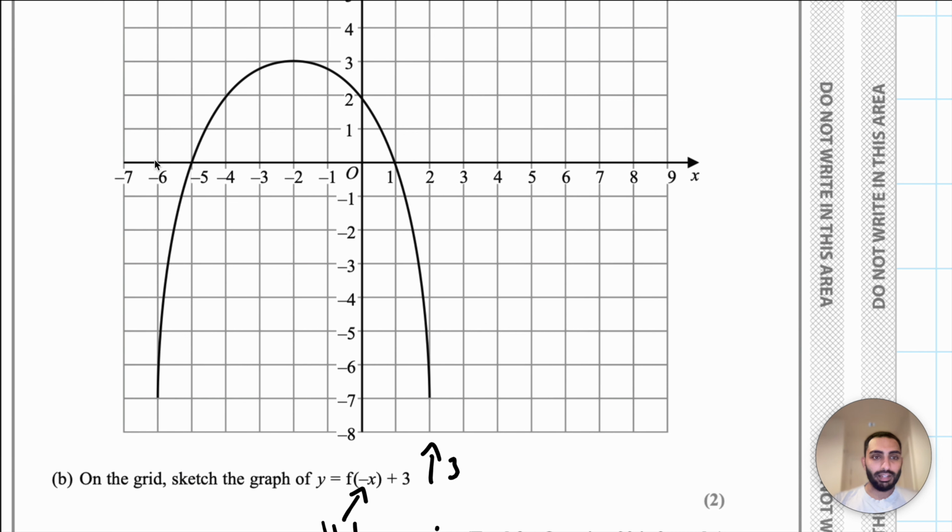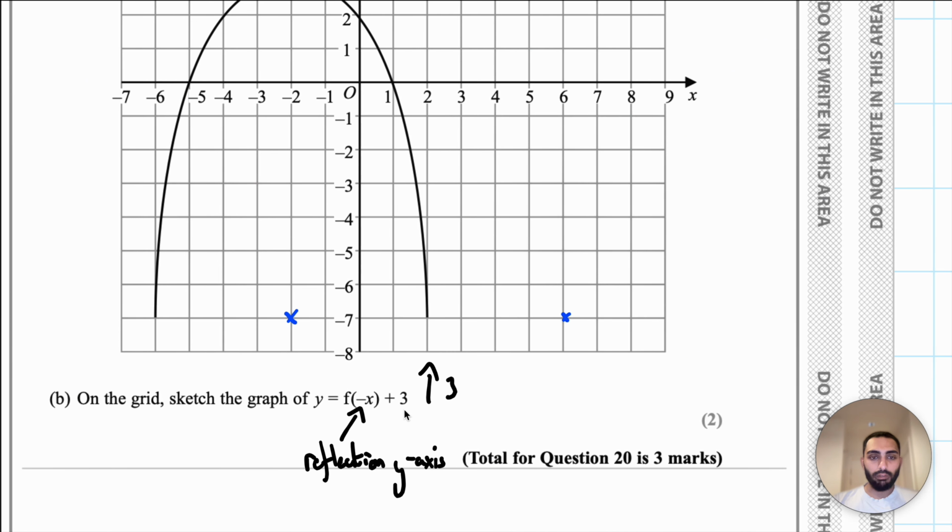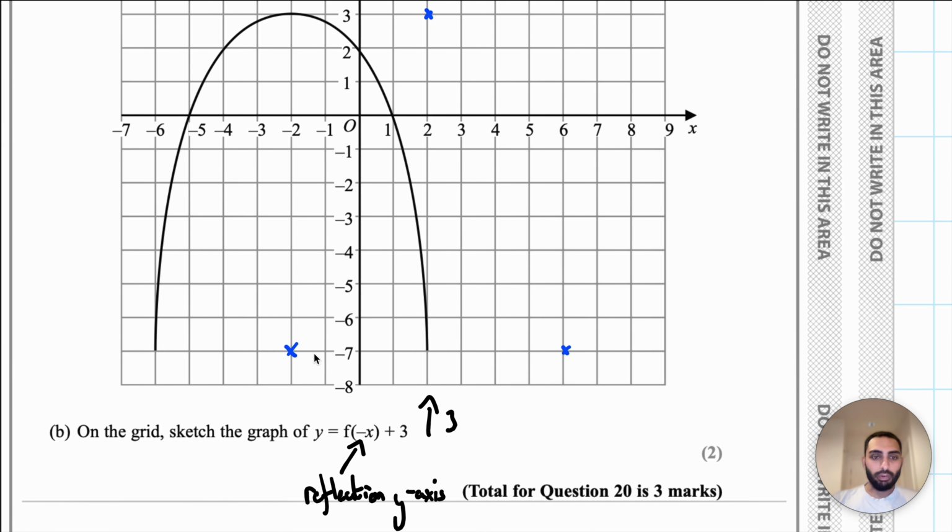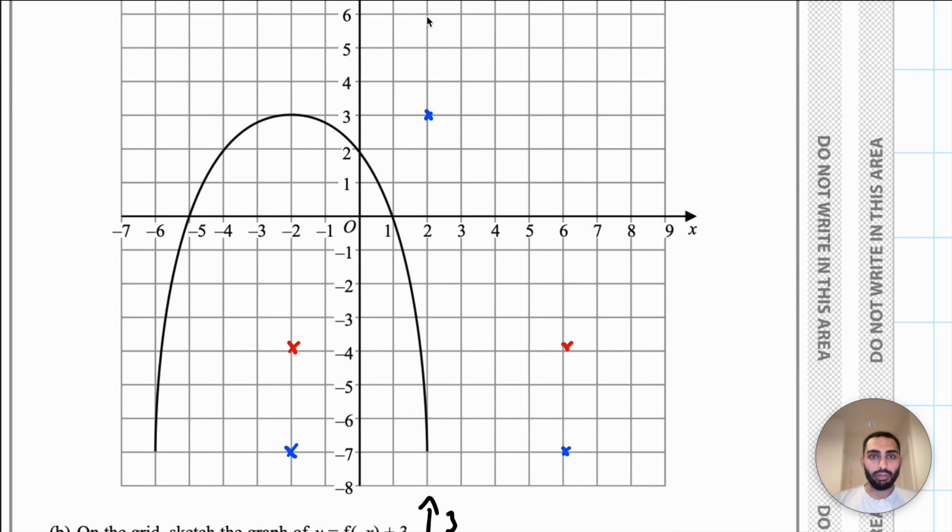So this one is at -6, so it's going to move over here to -6. This one is at 2, so it'll move to -2. This one is at -2, so it's going to move to 2. Next thing that I need to do is shift all of these up by 3. So this one is going to go up by 3, 1, 2, 3. This will go up by 3, 1, 2, 3. And this will go up by 3, 1, 2, and 3.